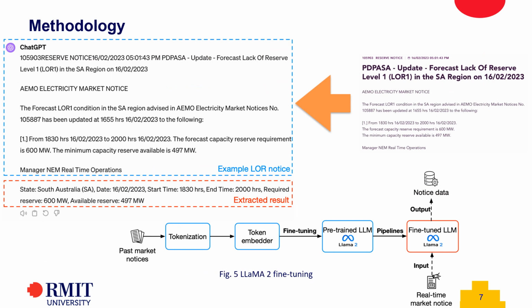Prompt engineering with large language models like ChatGPT-4 can effectively extract and structure information from lack of reserve market notices for neural network use, showcasing its utility in transforming complex data.